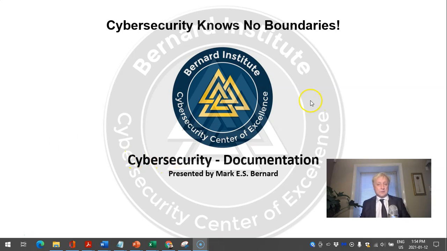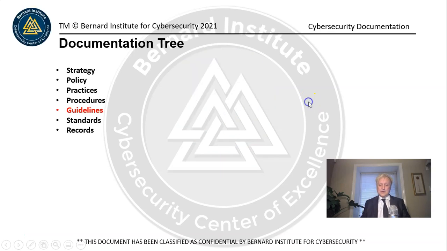Okay, today we're talking about documentation. What's so important about documentation? Well, first of all, there are many different types of documentation. There's strategic or tactical type documentation that describes what the strategy is of your cybersecurity program. Of course, we have policies and we have practices and procedures, and I'll explain the difference between these. And guidelines. Guidelines are in red for a very specific reason that I'm going to tell you about. Standards and records. So let's go on and take a look here at what we have.